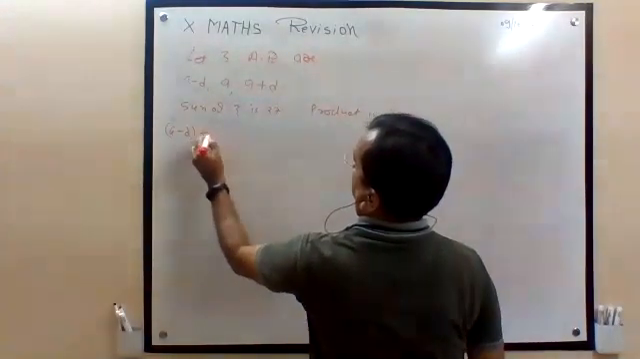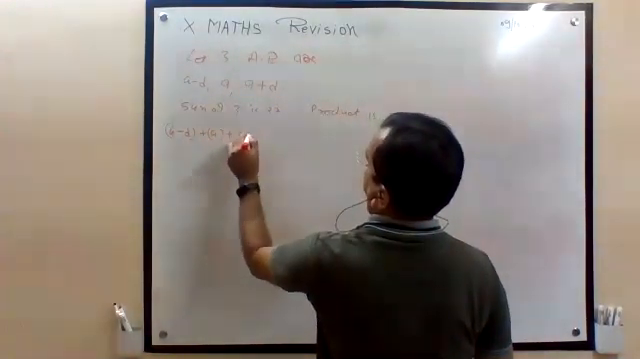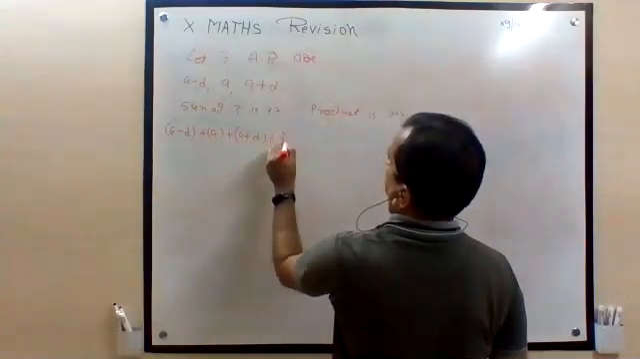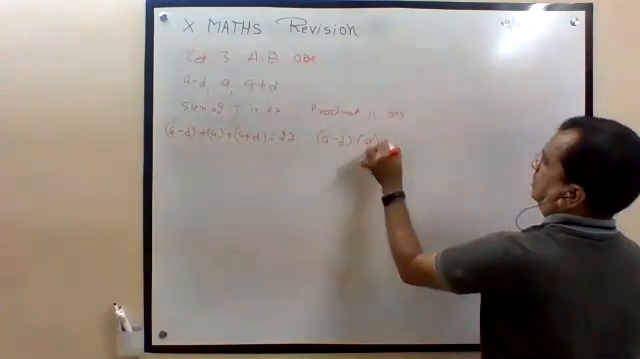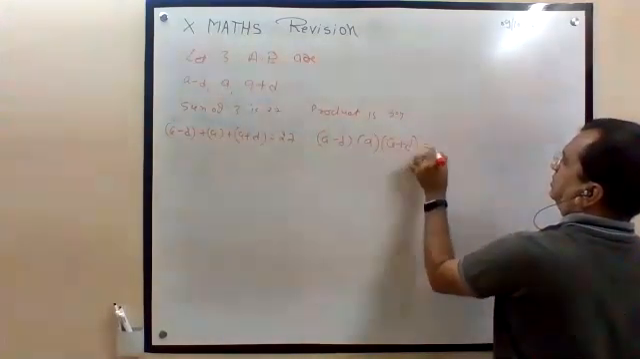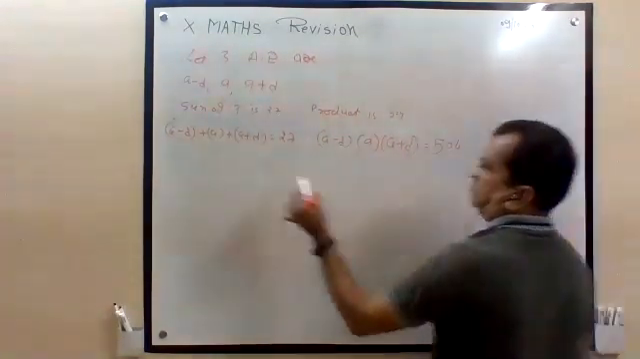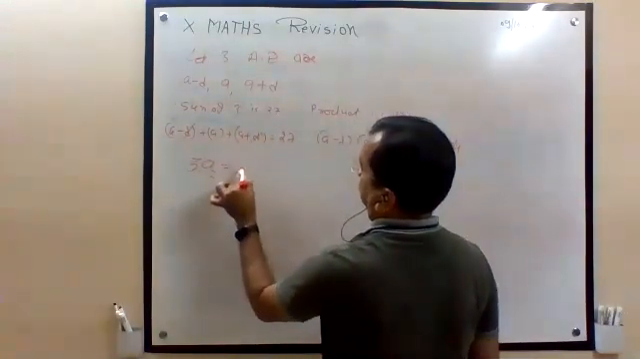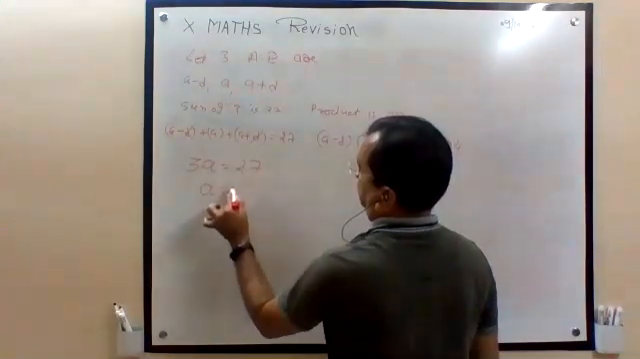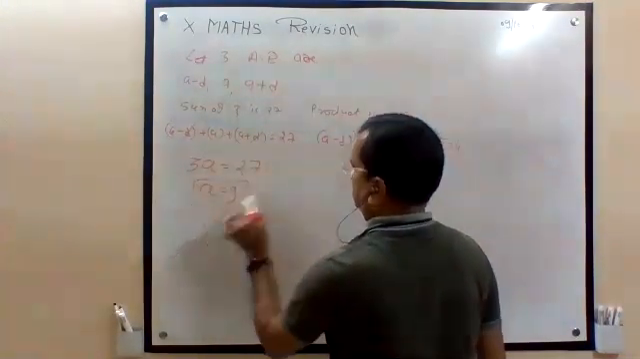Sum: A minus D plus A plus D is equal to 27. Product: A minus D, A, A plus D is 504. So D and minus D will cancel. 3A is equal to 27. A is equal to 9.